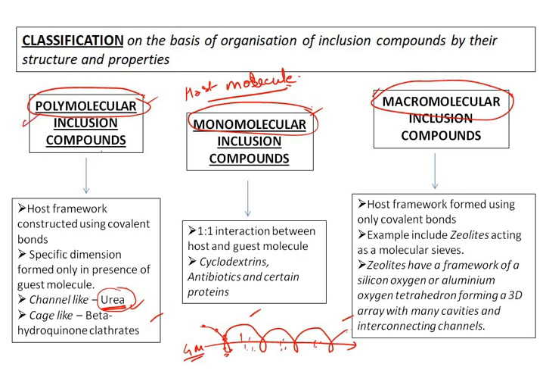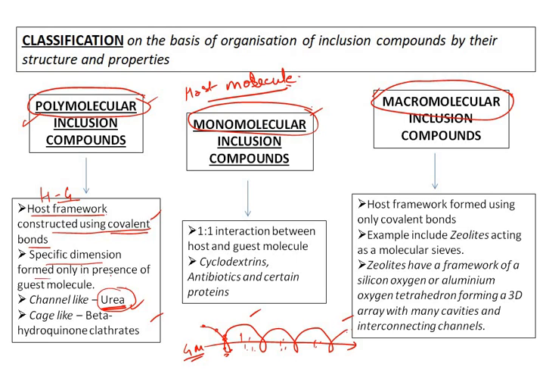So in polymolecular inclusion compounds, the host framework is constructed using covalent bonds. Remember, it's the host framework constructed using covalent bonds. It's not the interaction between the host and the guest that I am talking about. There is never a covalent bond formed between the host and the guest molecule, right?